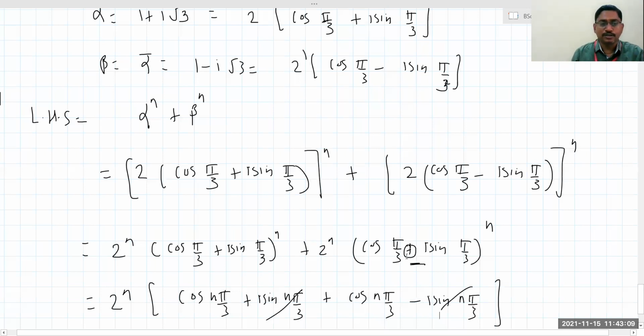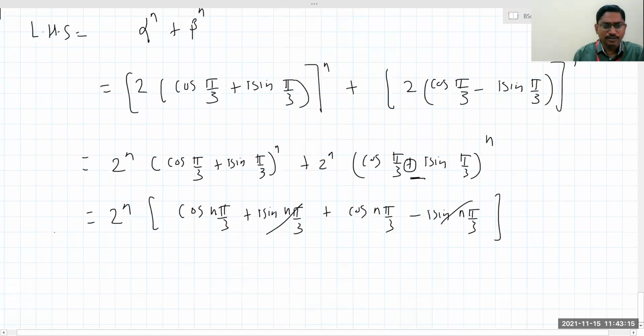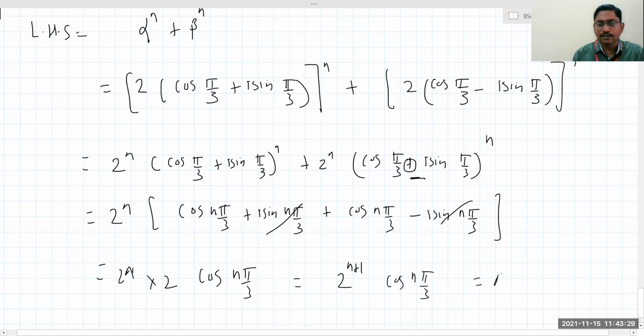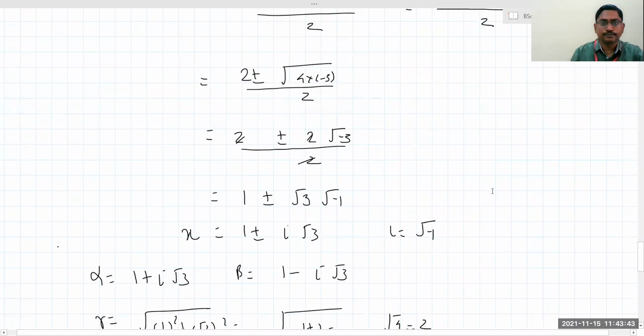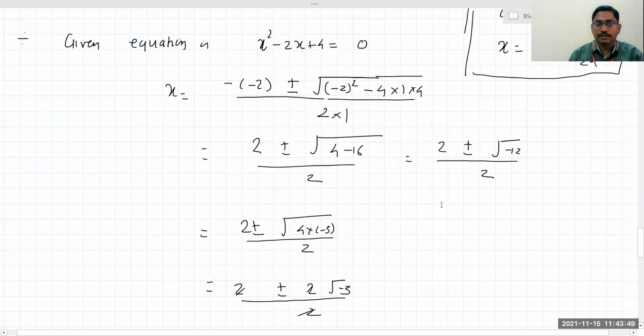So here also alpha raised to n and beta raised to n are conjugates of each other. So whatever the result, it will be a real number. So it is 2 multiplied by 2 raised to n, 2 raised to n multiplied by 2 times cos of n pi by 3, because cos is repeated twice. So 2 raised to n plus 1 cos of n pi by 3. That is nothing but your right hand side. Just check whether it is the right hand side. Yes, it's the right hand side.